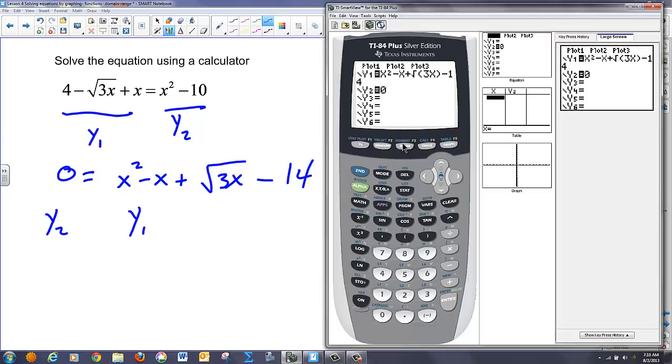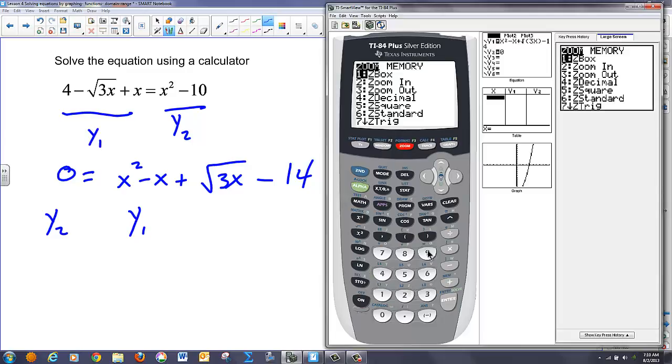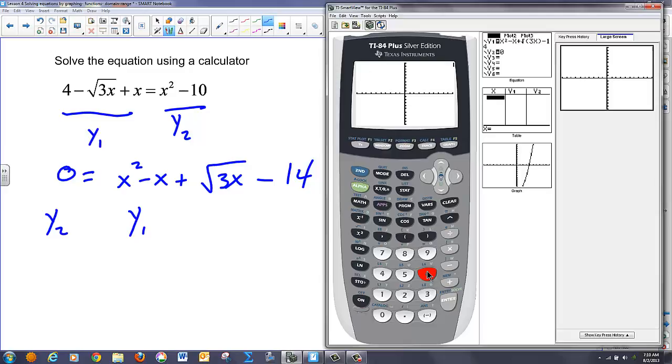So now once again we're already in our standard mode. I'm going to hit zoom 6 and look to graph that. And it appears that we're only going to have one intersection point. I could blow this up a little bit and make it bigger. Why don't we do that, and I'll show you how to do it.